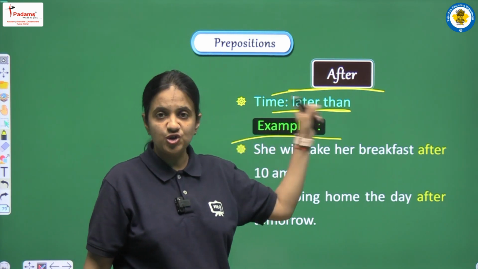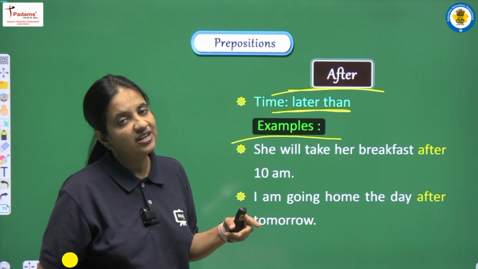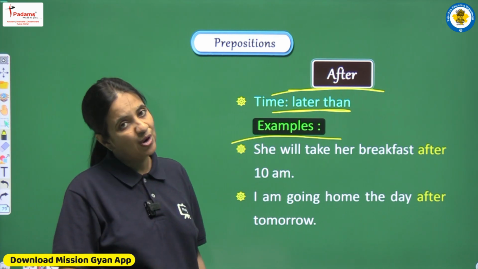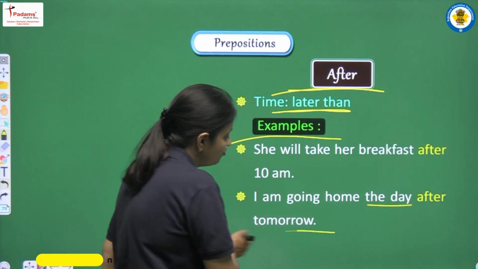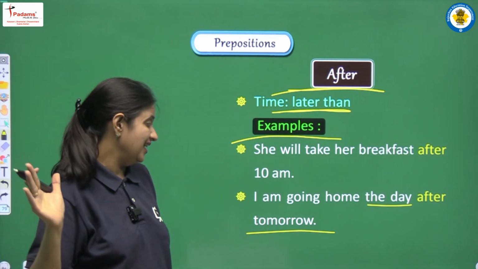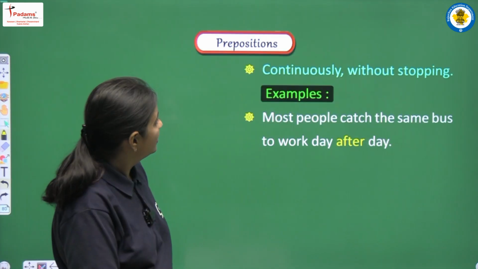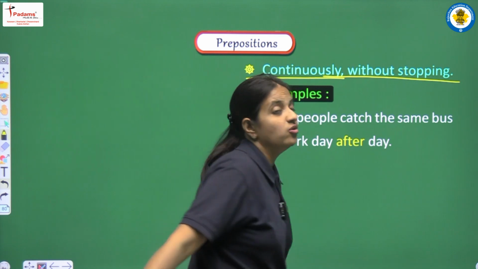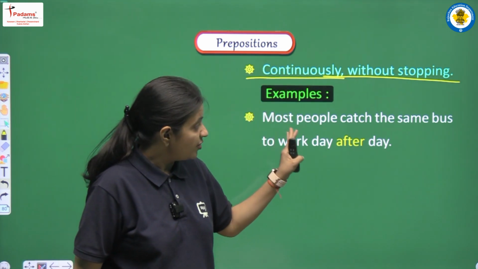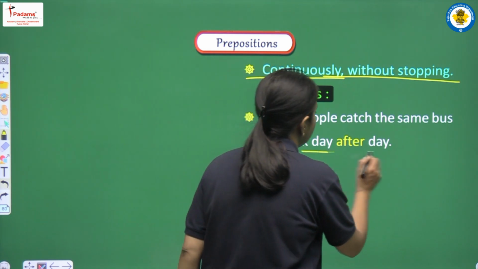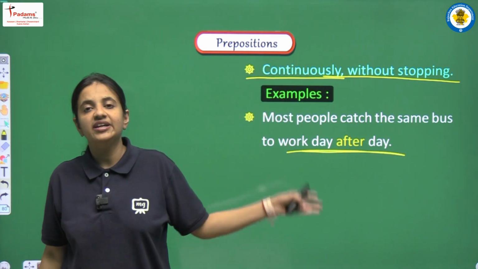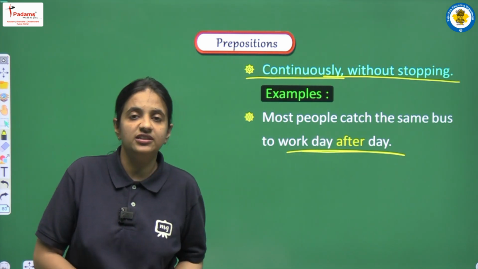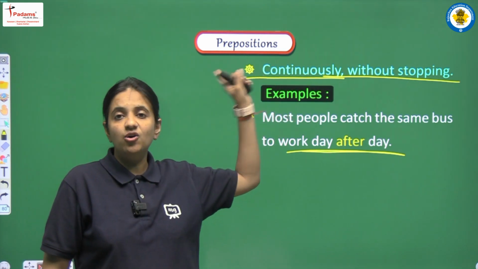So whenever we are trying to show time that is later than, then we can use "after" in a sentence. Next is, I am going home the day after tomorrow. Again we are saying that the day that comes after tomorrow, that day I will go home. Next, it is also used to show continuity, that is, without stopping. So let's see the example. Most people catch the same bus to work day after day. So if we have "after" in a sentence in this manner, then we are trying to show the continuity of something, and that too without stopping.